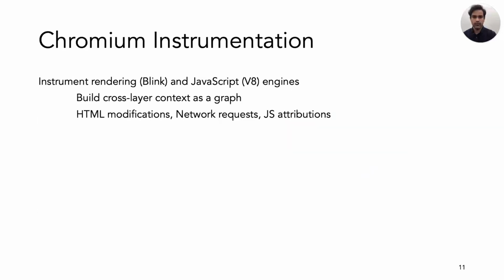In AdGraph, we instrument Chromium to capture fine-grained cross-layer context. Specifically, we instrument both rendering and JavaScript engines. We capture all HTML modifications like element creation, insertion, and deletions, network requests originating from HTML elements and scripts, and JavaScript interactions with HTML elements and network requests. After capturing the cross-layer interactions, we model them in the form of a graph.